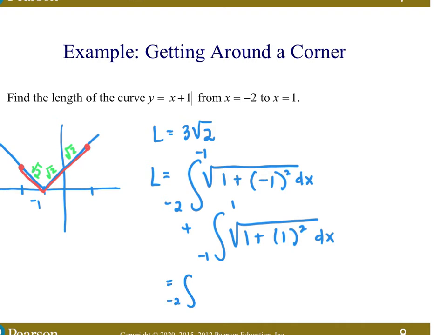It's the integral from -2 to -1 of the square root of 2 dx, which is a constant, and then from -1 to +1, the square root of 2 dx, which is another constant. And so we get the exact same expression of 3 rad 2. So if you're trying to get around a corner, the calculus is to split it up at the corner.